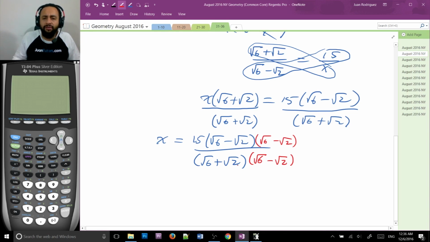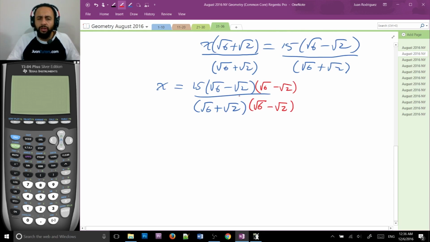And what's the benefit of this? The benefit is that it rids us of the radicals. It's the one number that, when we multiply the numerator and denominator by it, the radicals in the denominator disappear. So 15 times radical 6 minus radical 2, times radical 6 minus radical 2.